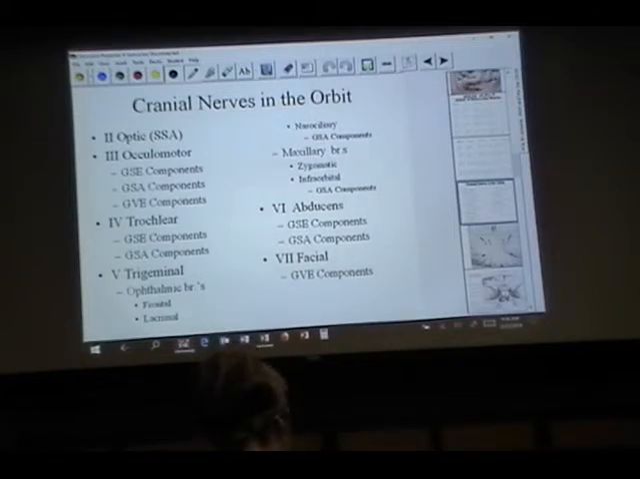Trochlear nerve, also GSE because it comes from somites, and GSA, but it does not have any type of relationship autonomically.